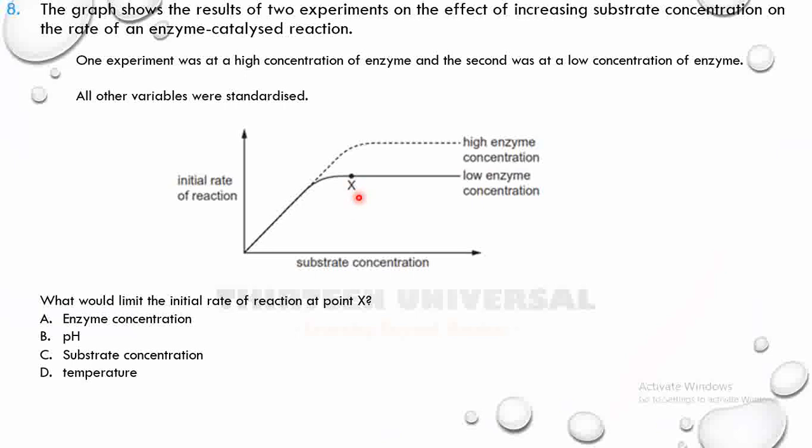But if we increase the enzyme concentration, you can see that it will increase the rate of reaction from this low Vmax here to a higher Vmax. So enzyme concentration should be the limiting factor there. It cannot be substrate because substrate has already reached the maximum. If you continue to increase it, it will remain constant. So enzyme concentration is the limiting factor. That is what will cause this reaction to go up.